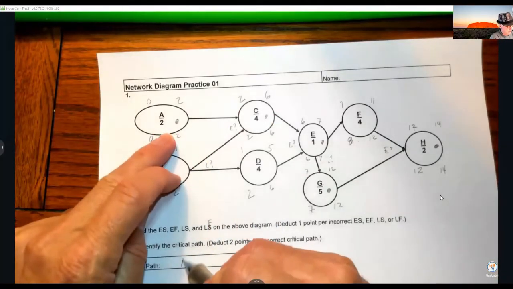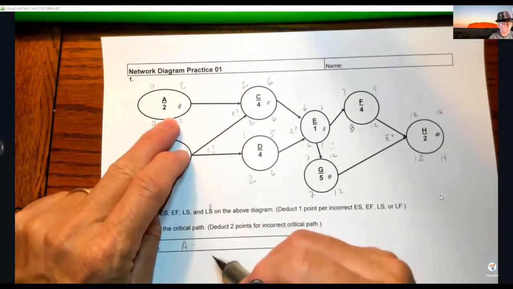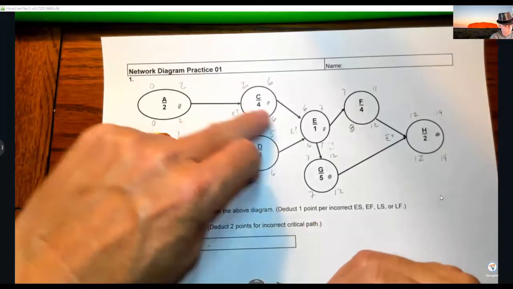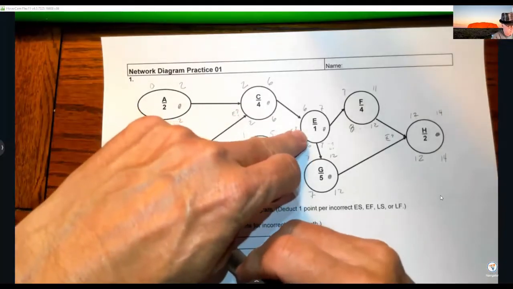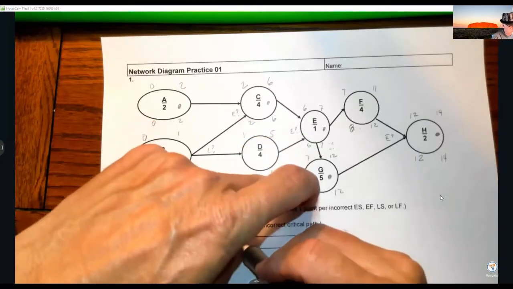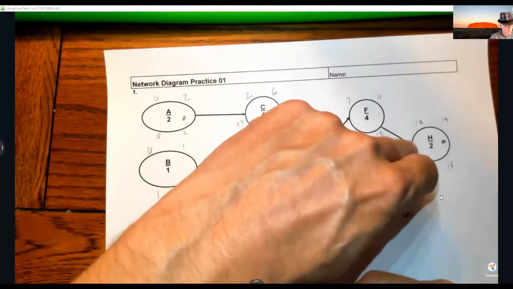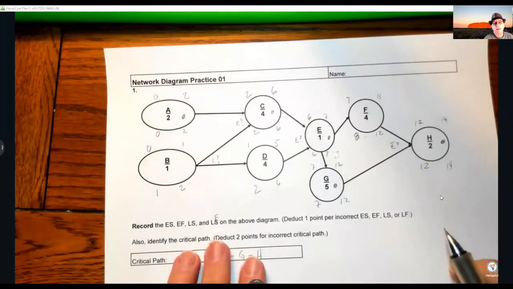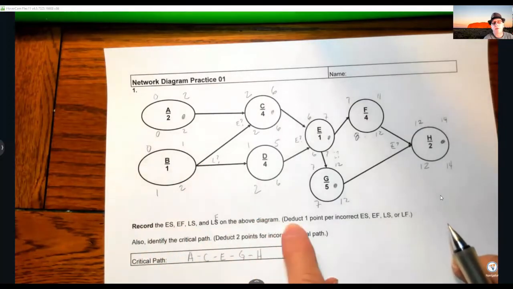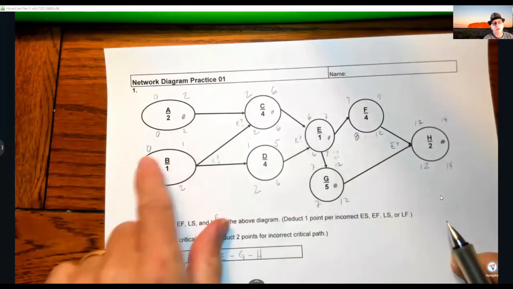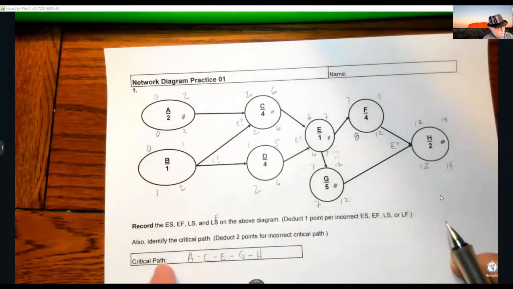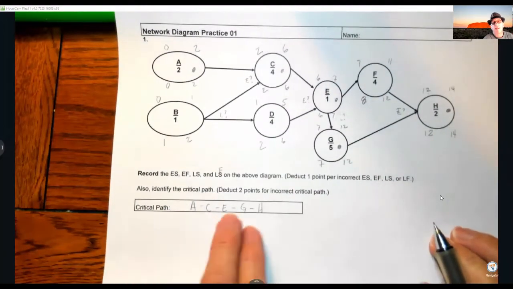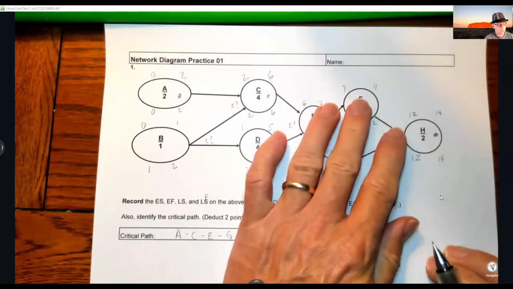It's A, I'm going to scoot this up here, A to C to E to G to H. And if you do this right, and again, what I just did is I recorded all these up here on this thing, like you saw. So I've done everything. So let's just see if we did this right. Our total time, if I add all these up, should come out to be 14. So that's a decent measure.